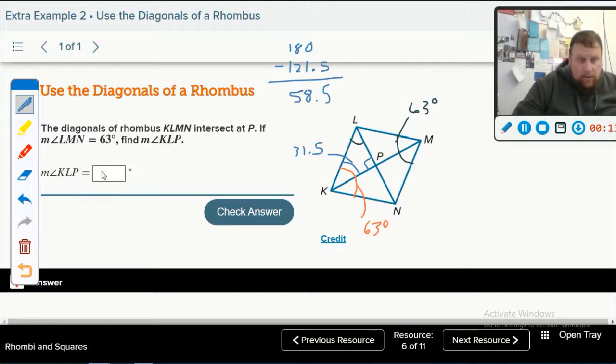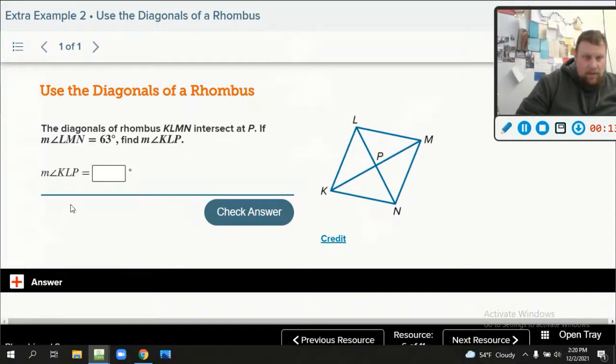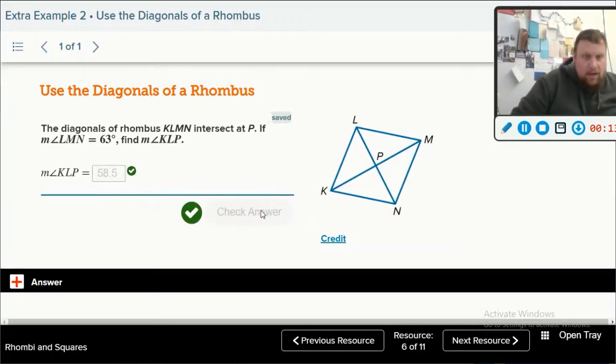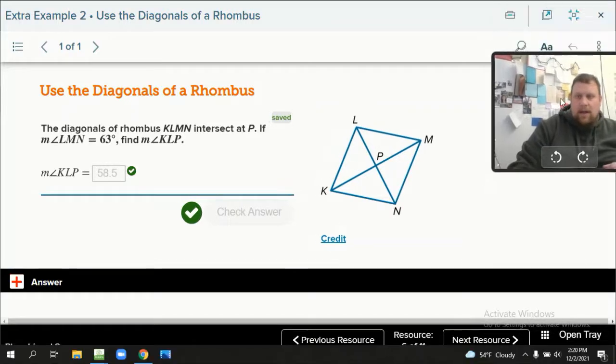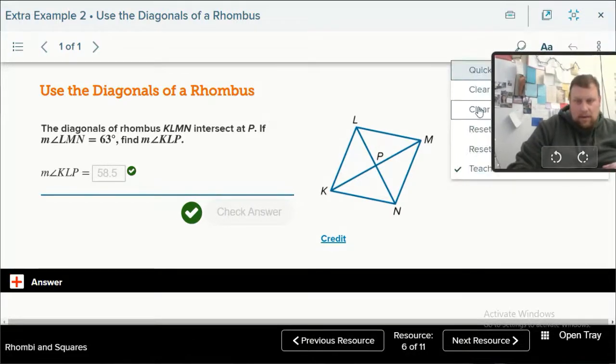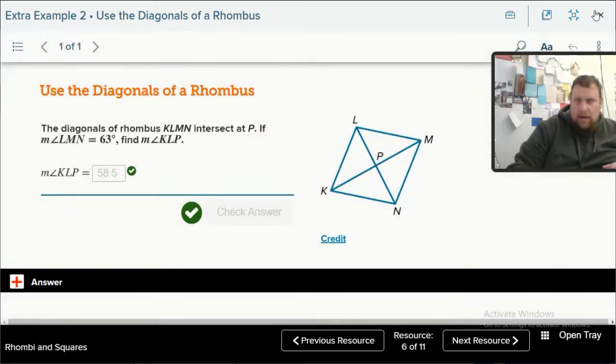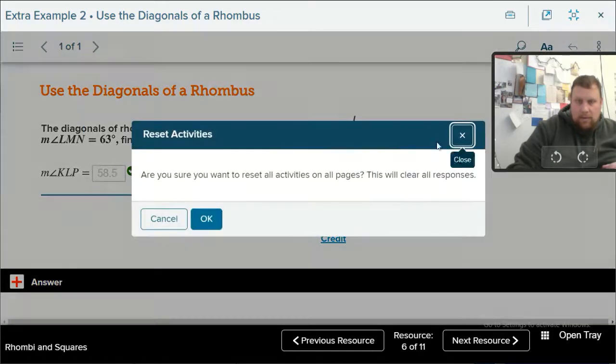Awesome. So then we know that angle is now 58.5. I'm going to erase it and check it. Let's do it. You ready? 58.5. Check it. There we go. We got it. Got to reset it, though. You guys know how I am. Really reset it. All right.